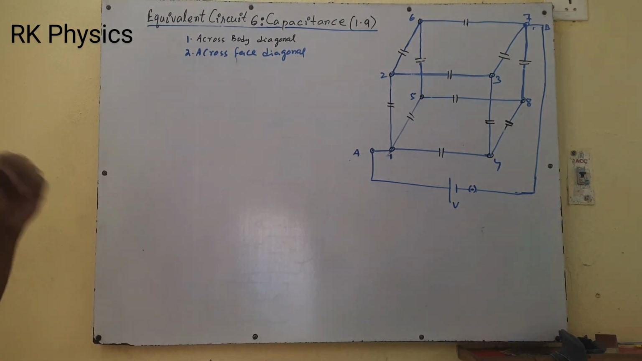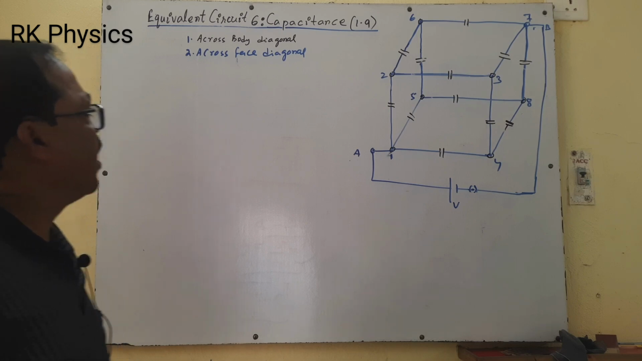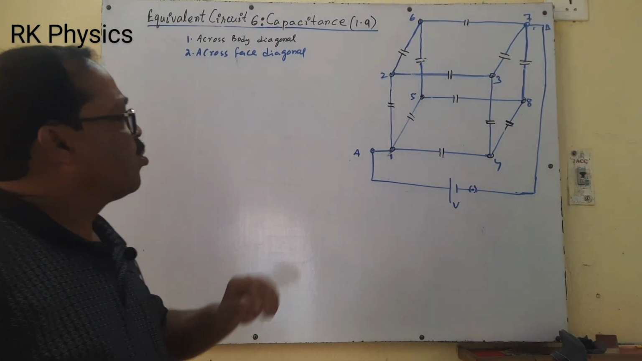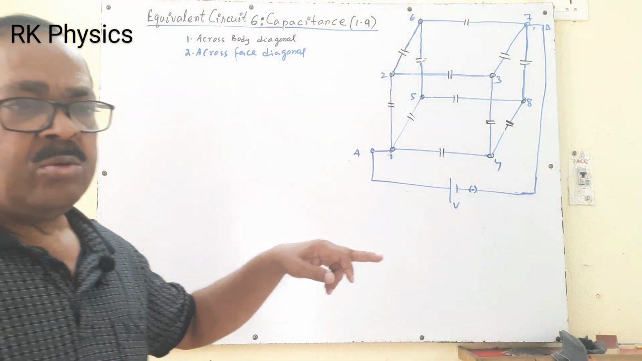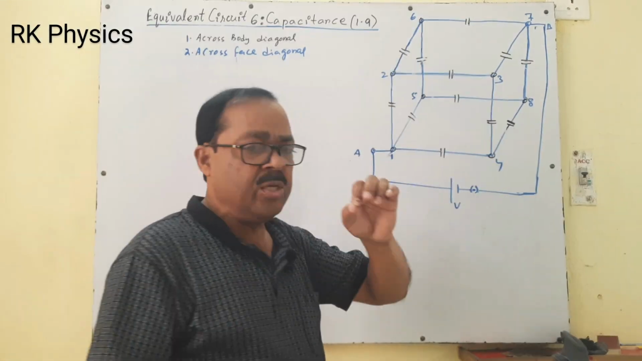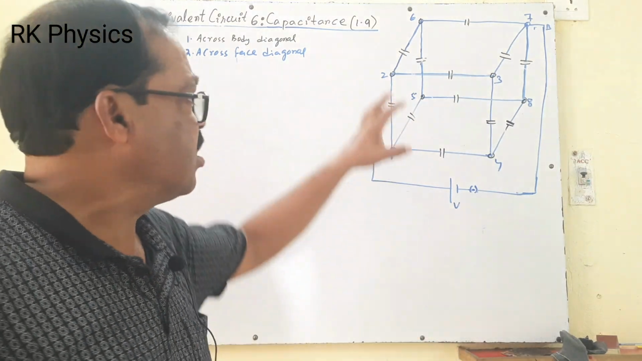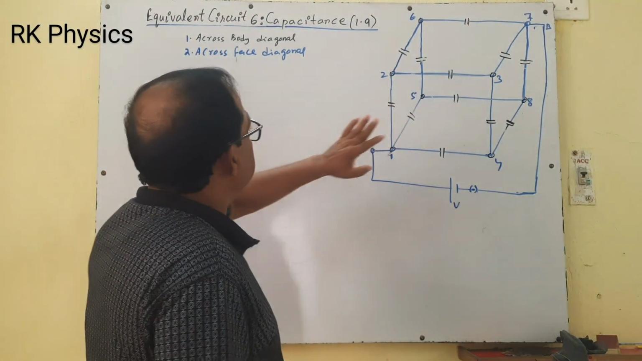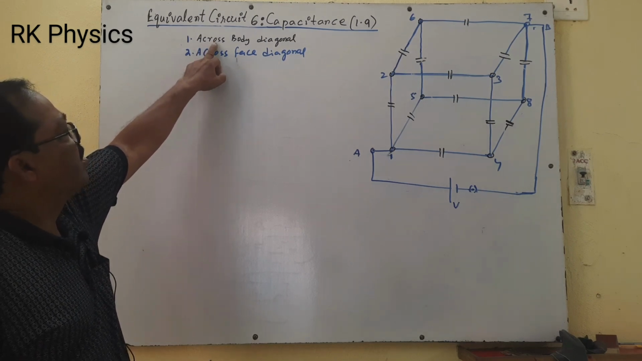Now in the equivalent circuit series 6 and capacitance 1.9, we will discuss again a square. In the previous video we took a square and calculated equivalent capacitance across any one branch. That means there are 7 capacitors in 7 branches. This is a skeleton of a cube. Now capacitances are supposed to be identical. Now we will solve first.